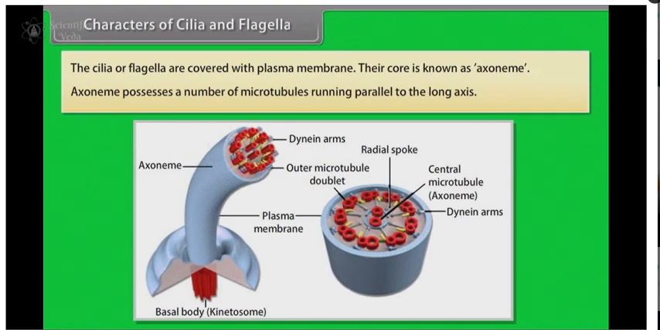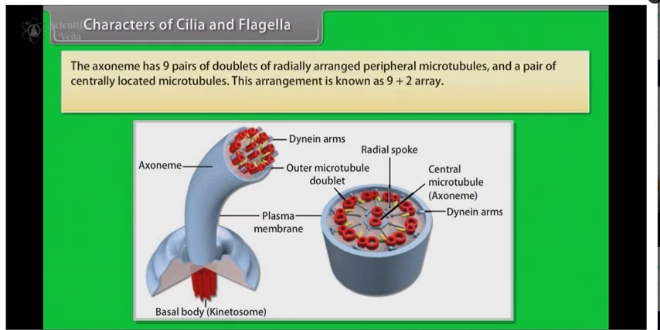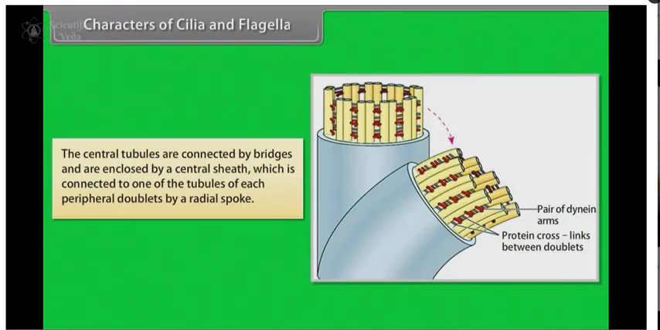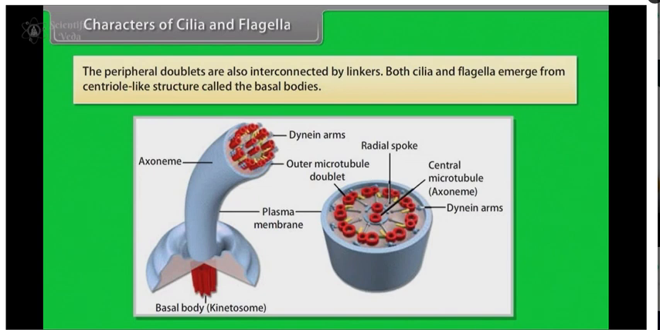Axoneme possesses a number of microtubules running parallel to the long axis. The axoneme has 9 doublets of radially arranged peripheral microtubules and a pair of centrally located microtubules. This arrangement is known as 9+2 array. The central tubules are connected by bridges and are enclosed by a central sheath which is connected to one of the tubules of each peripheral doublet by a radial spoke. The peripheral doublets are also interconnected by linkers. Both cilia and flagella emerge from centriole-like structures called the basal bodies.